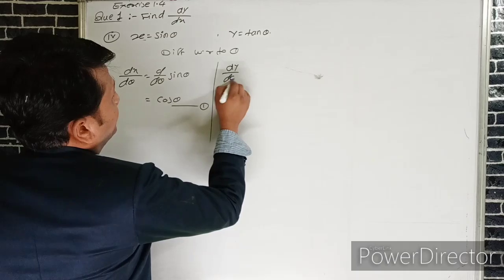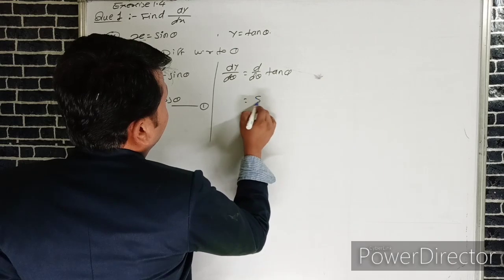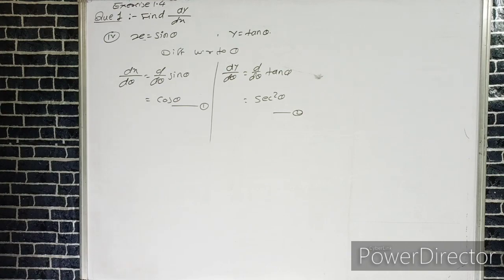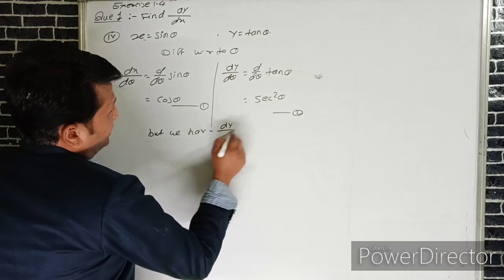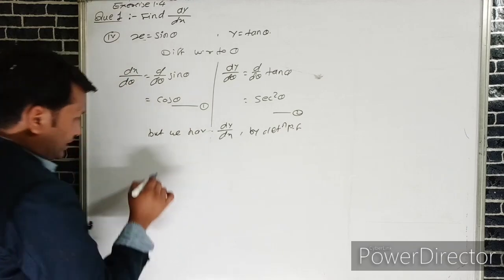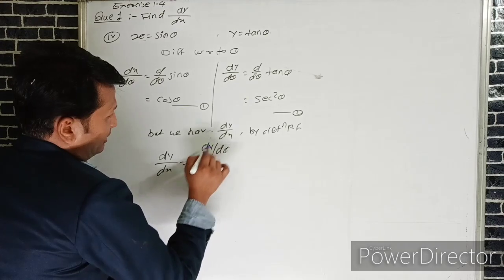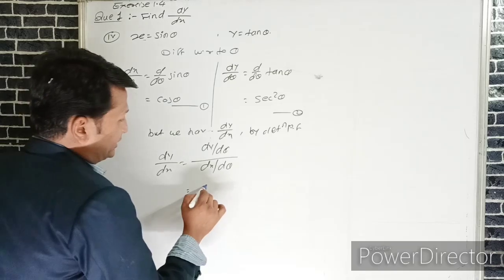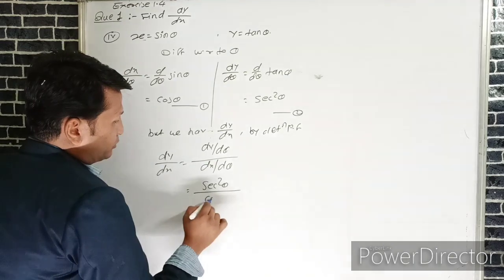dy upon d theta is equal to the derivative of tan theta, and the derivative of tan theta is sec square theta, which is number 2. But we have to find dy upon dx. By the definition of a parametric function, dy upon dx is equal to dy by d theta upon dx by d theta. The value of dy by d theta is sec square theta upon dx by d theta, which is cos theta.